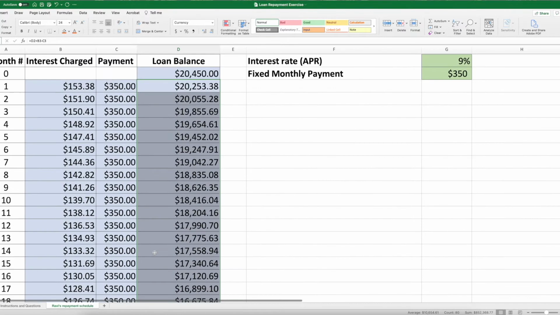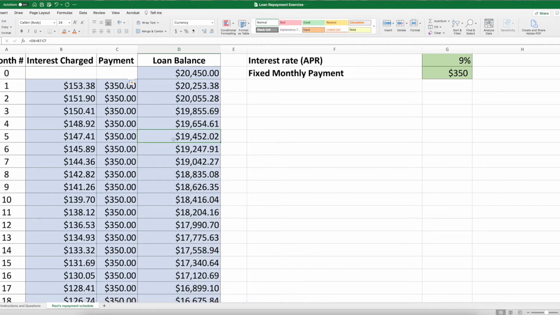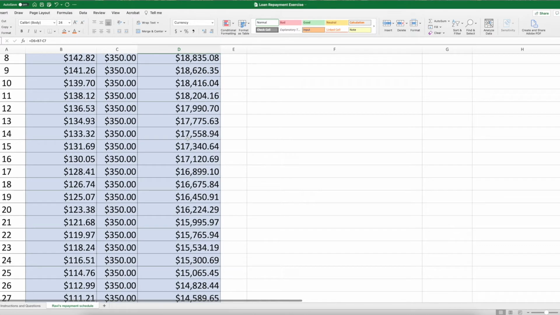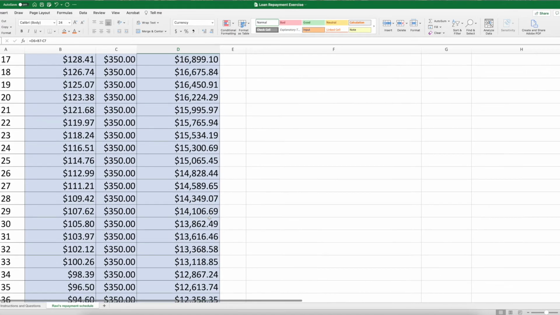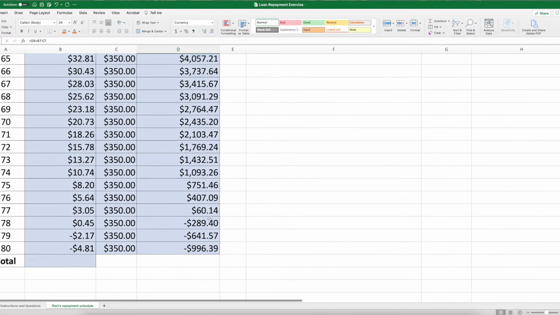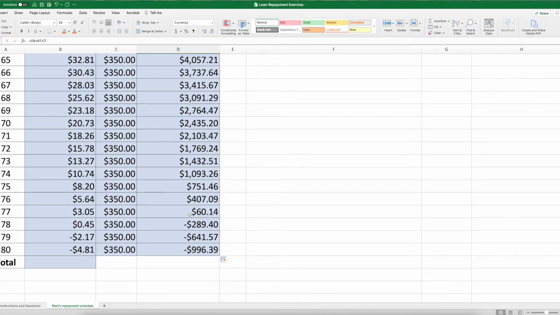Now let's look at how the loan balance is changing. It's going down as Ravi makes these $350 payments. The interest he's charged every month also seems to be going down as his loan balance goes down every month. It seems the last month for which his loan balance is positive is month 77, after which it turns negative.